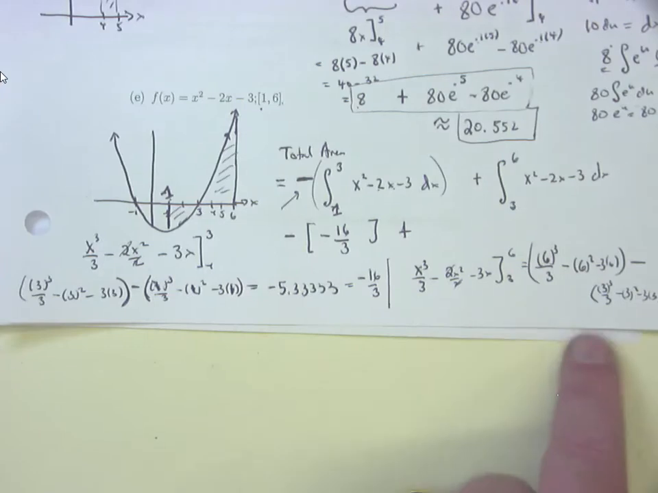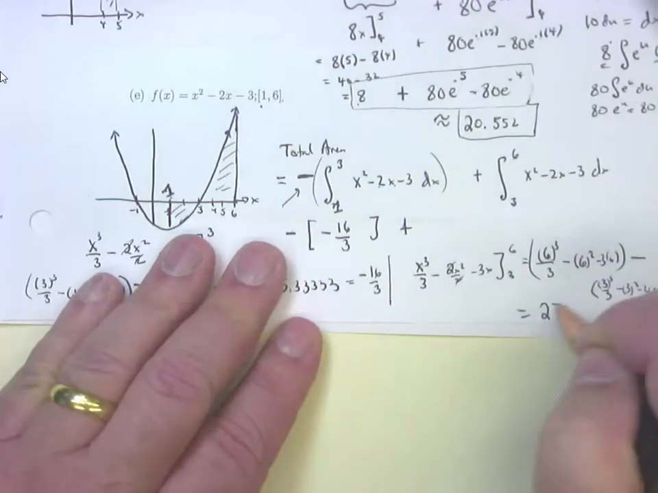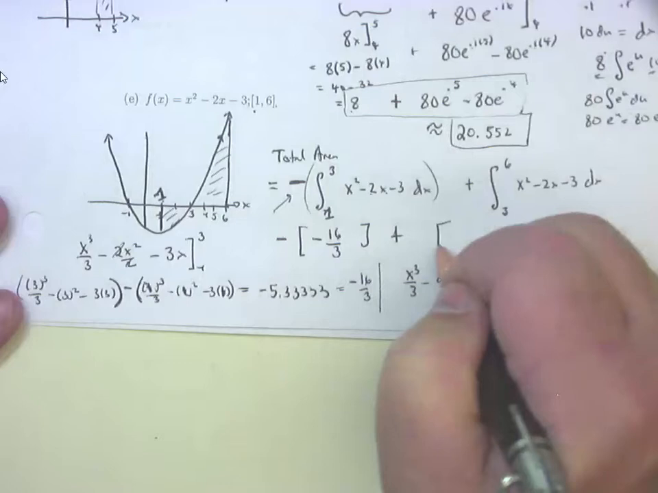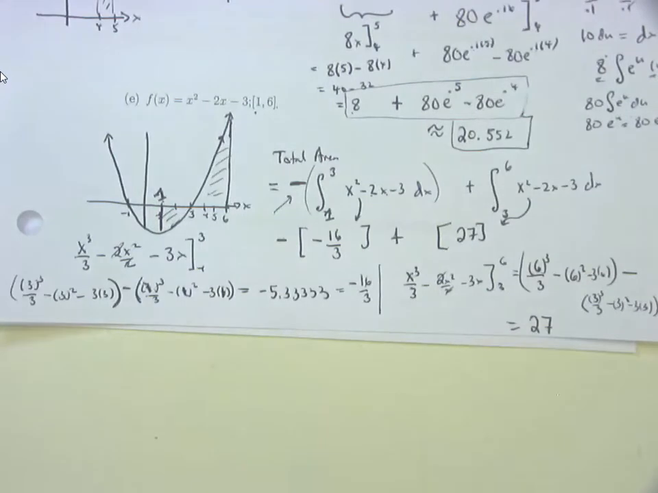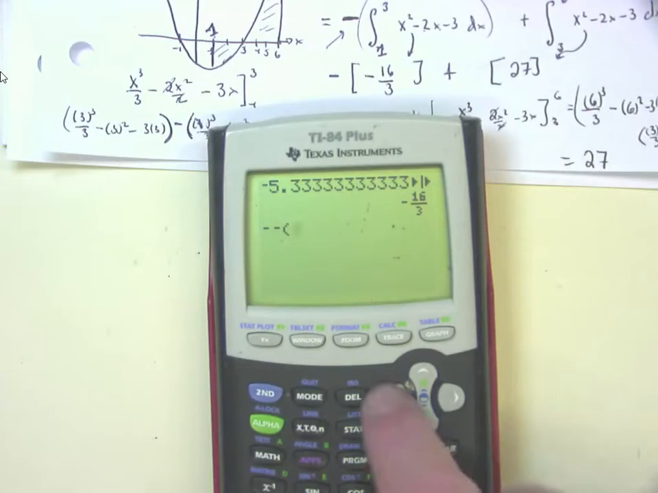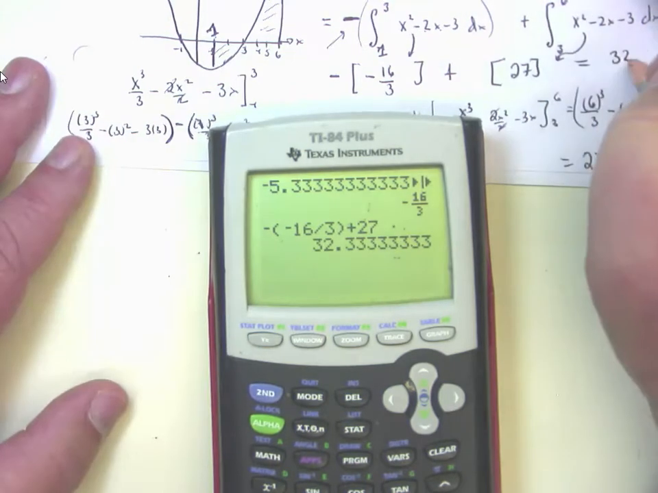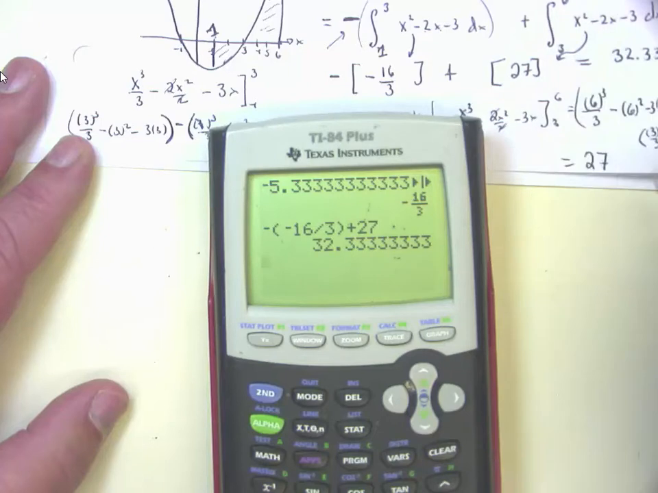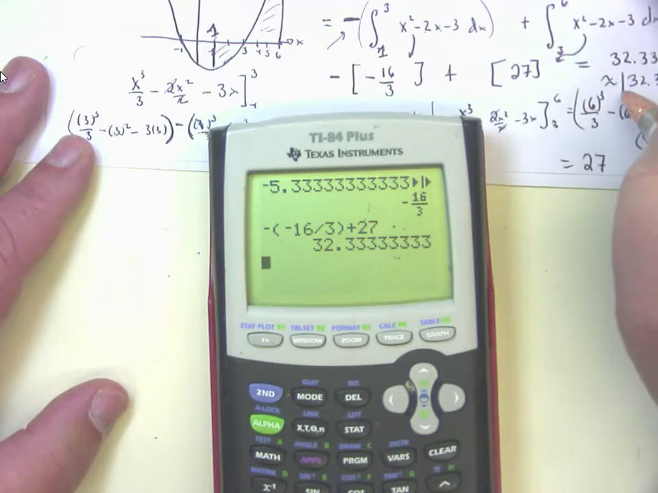And when I put this on my calculator, I end up getting plug in top minus plug in bottom. It's nothing but a bunch of number crunch. I end up getting 27. So this will be plus, this answer right here is 27. This answer here was a negative 16/3. So I'm going to put this on my calculator. Negative 16/3 plus 27 gives me an answer of 32.33333. And again, if we approximate to the thousandths position, 32.333. That is my answer.